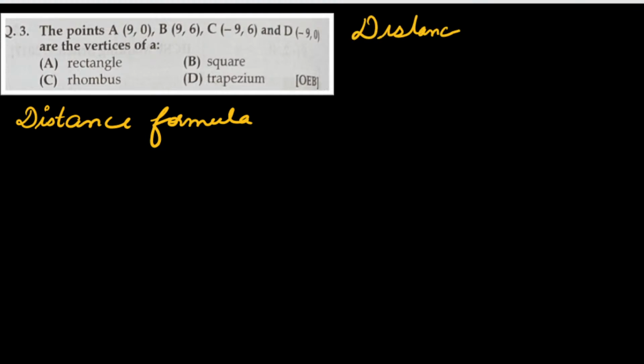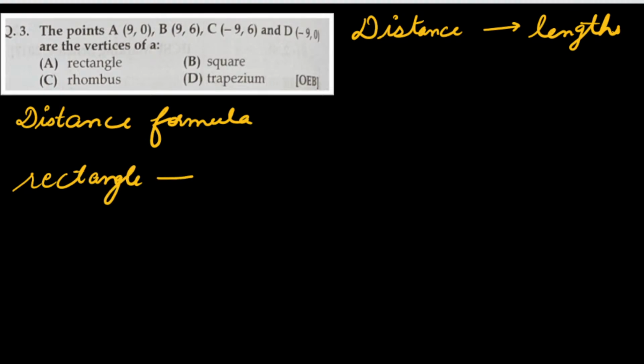In these questions, we will be using the distance formula and we will find the distances. Distance means length. We will find the lengths of different sides and we will check. Like we know, if the quadrilateral is a rectangle, we should know the properties of a rectangle.